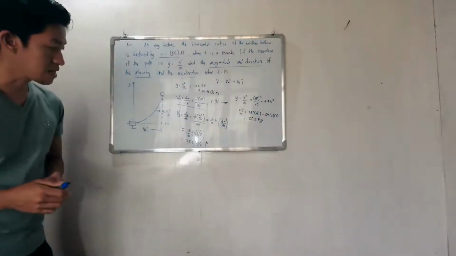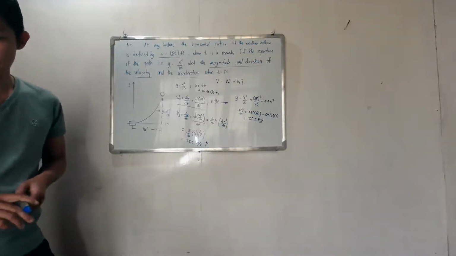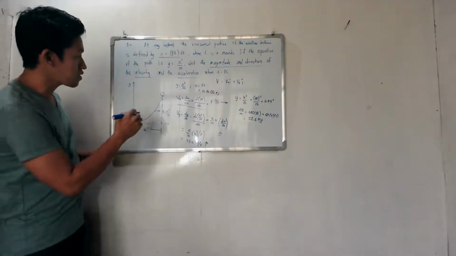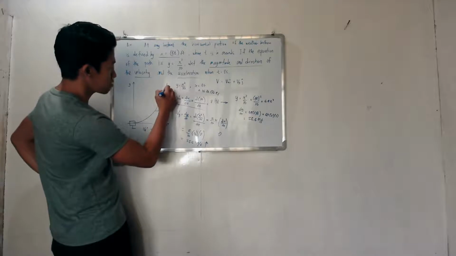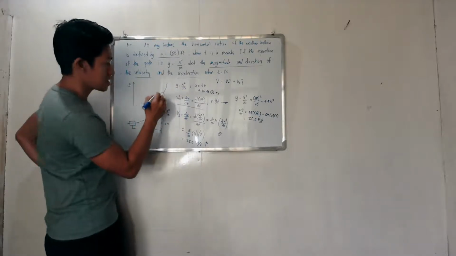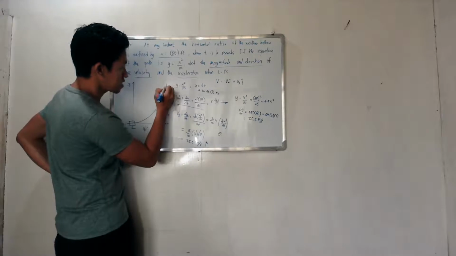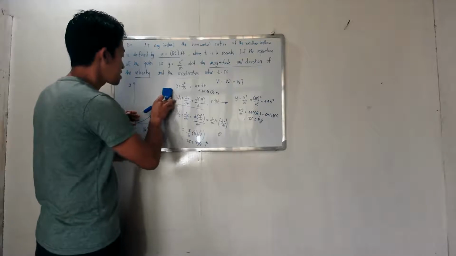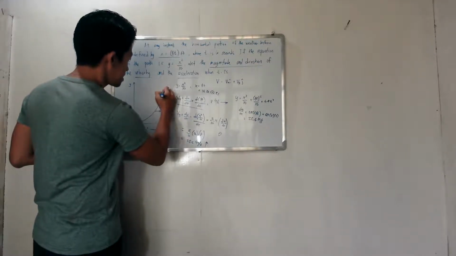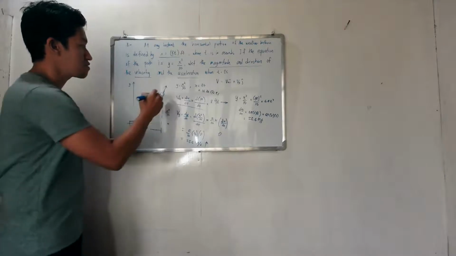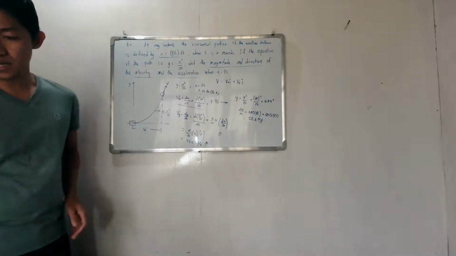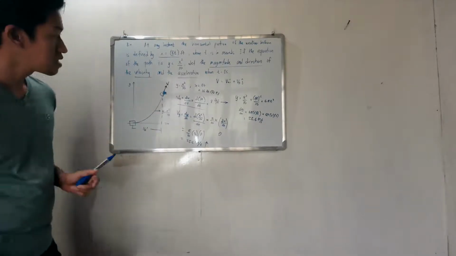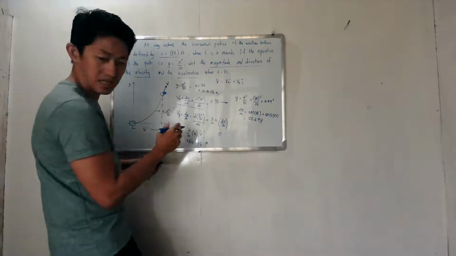Okay, so what is the direction? By the way, for your path, your velocity V is tangent to the path. Where is the direction of V? Where is theta? So theta is the angle of the velocity.